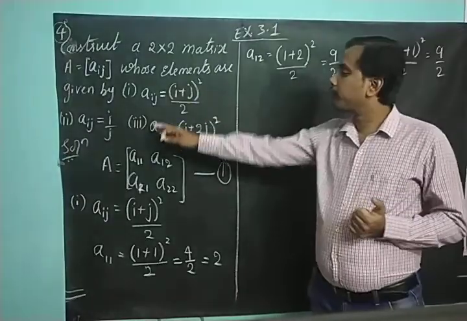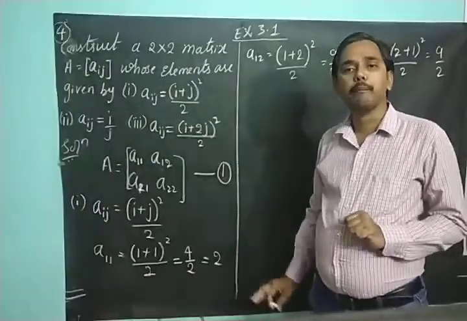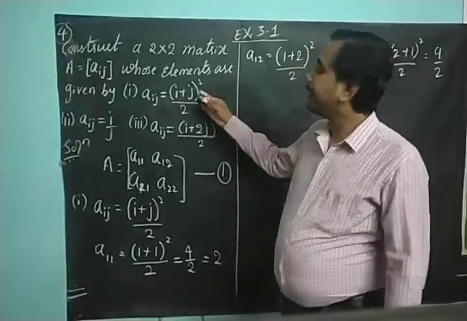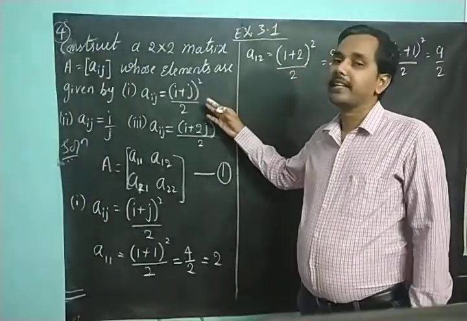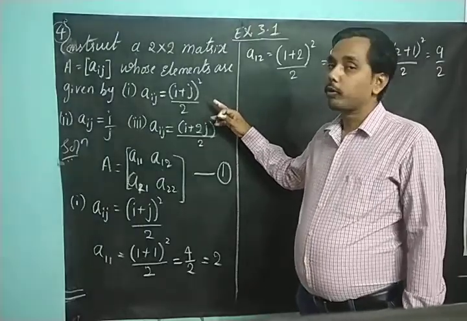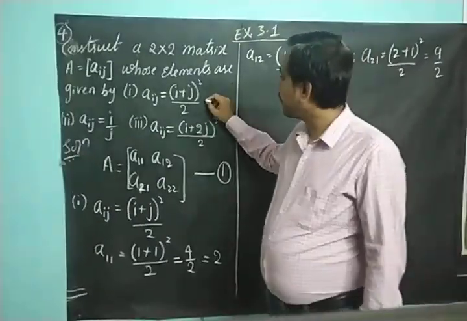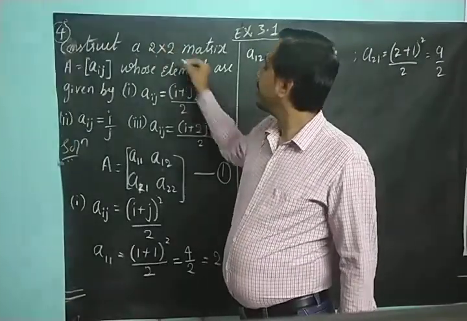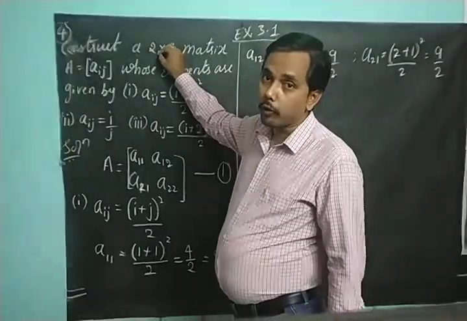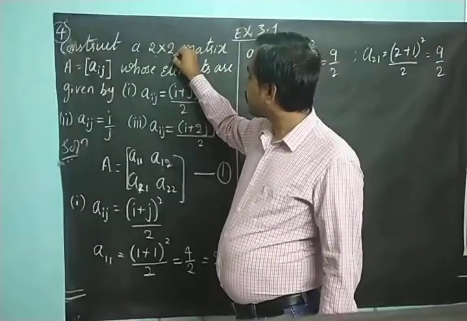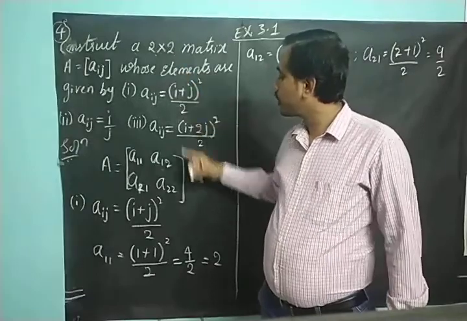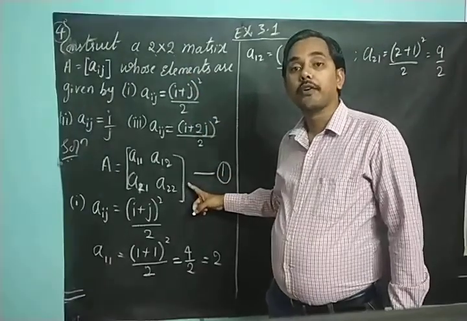Whatever form they give, this is a compulsory and very important question from your main examination point of view. Whatever formula they give, what is important here? First the formula, second the order of the matrix. You need to keep in mind the formula and the order of the matrix. According to this order, you need to form equation 1.